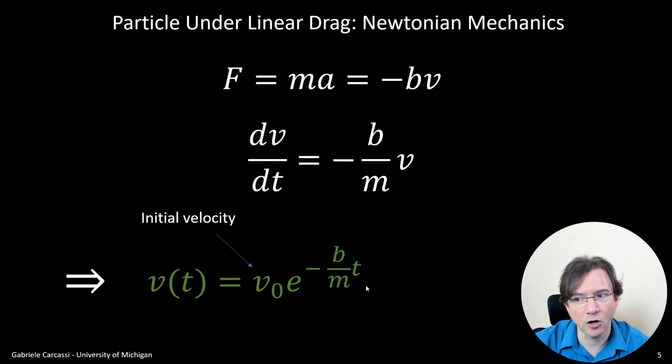Okay, we want to solve this system. Well, the acceleration is just the derivative of velocity with respect to time. We take the mass to the other side. We have a linear equation. The solution of this is an exponential. v0 is going to be the initial velocity, and then everything will decay with a factor of b over m.